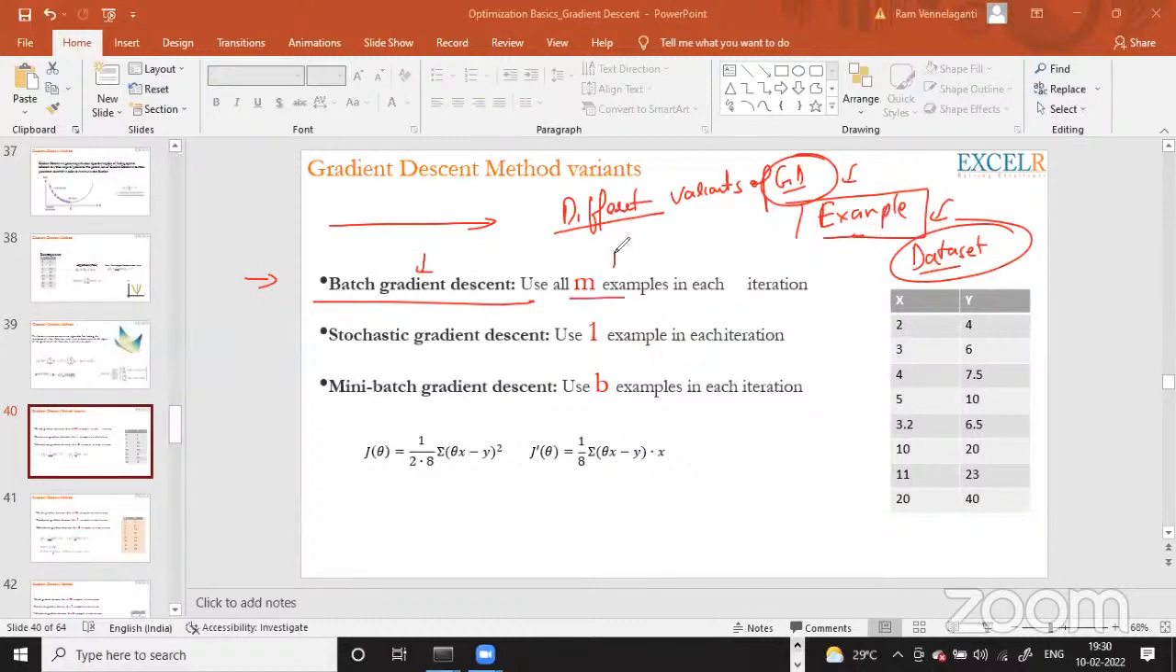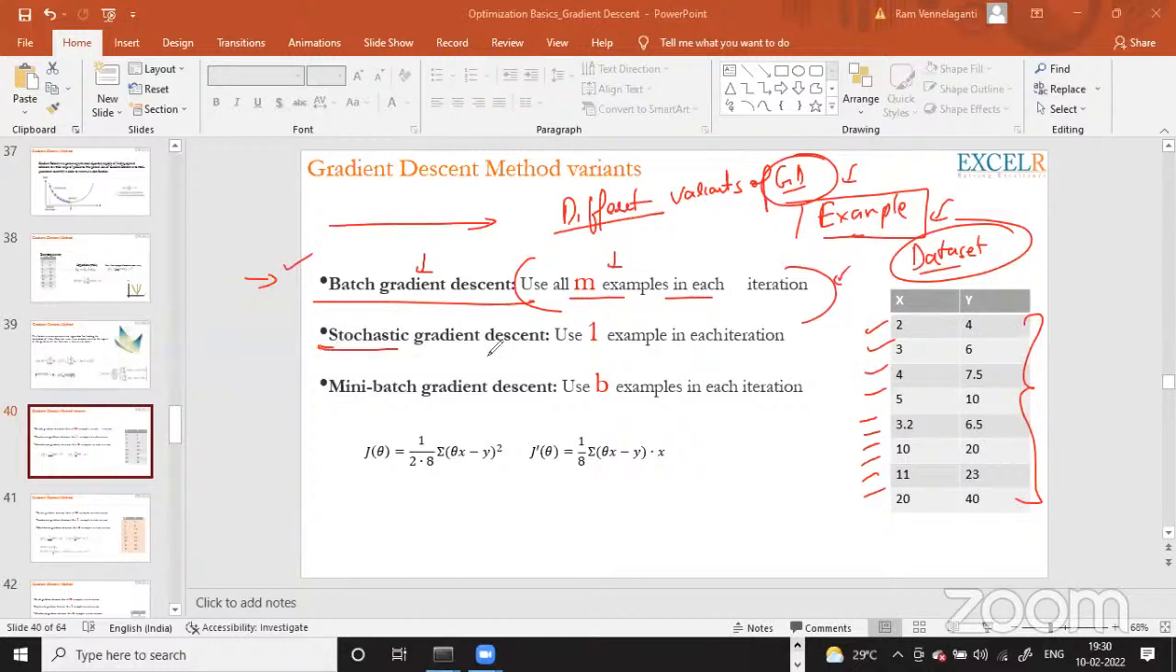Now, the first variant of gradient descent is called batch gradient descent. So batch gradient descent is nothing but you are going to consider all the observations in your data for updating your weights. So in each iteration, you are going to consider the entire data set for updating your weights. That is one variant of gradient descent. It is called batch gradient descent.